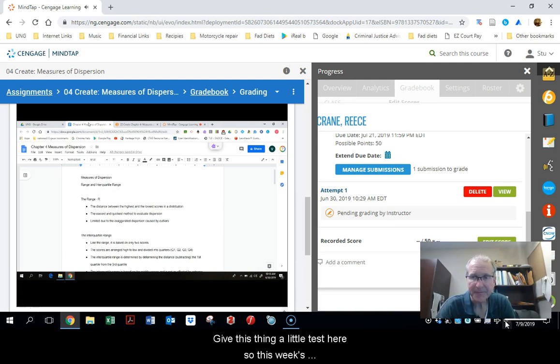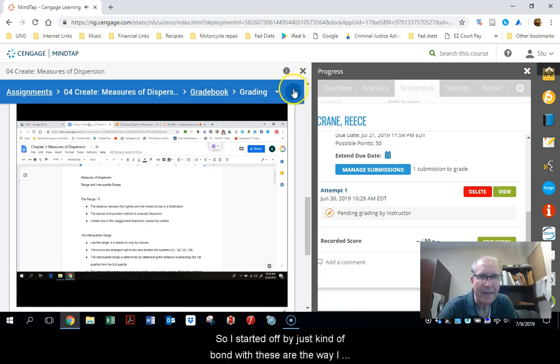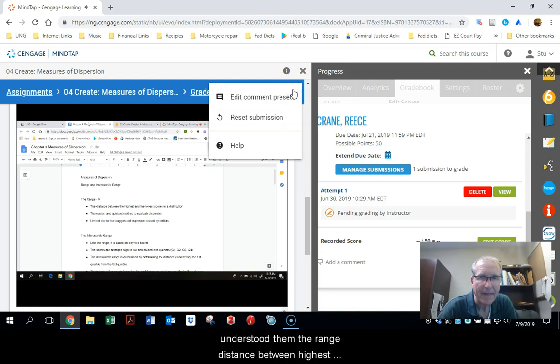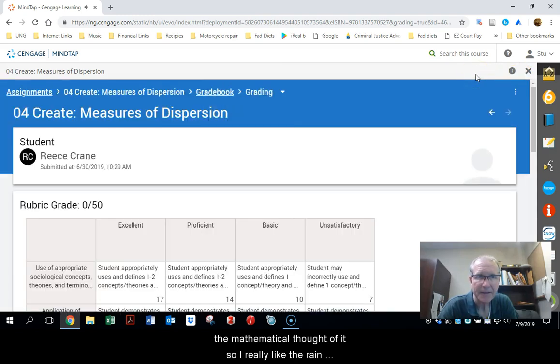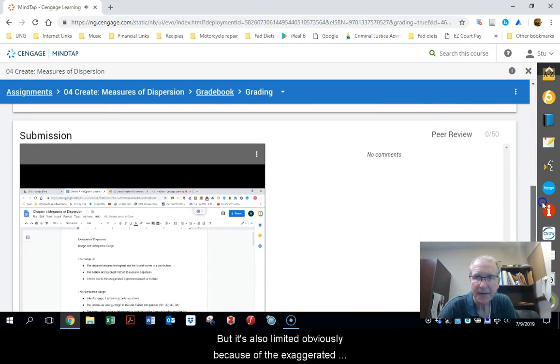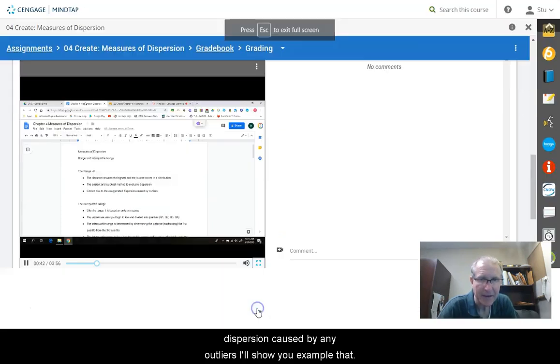Alright, so this week's assignment is Chapter 4, Measures of Dispersion, Range and Interquartile Range. I started off by defining what these are, the way I understood them. The range is the distance between the highest and lowest scores in a distribution. It is the easiest and quickest method to evaluate. One thing I've struggled with in this class and in all classes I take is the mathematical side of it, so I really like range, simple subtraction. But it's also limited, obviously, because of the exaggerated dispersion caused by any outliers, and I'll show you an example of that in just a second.